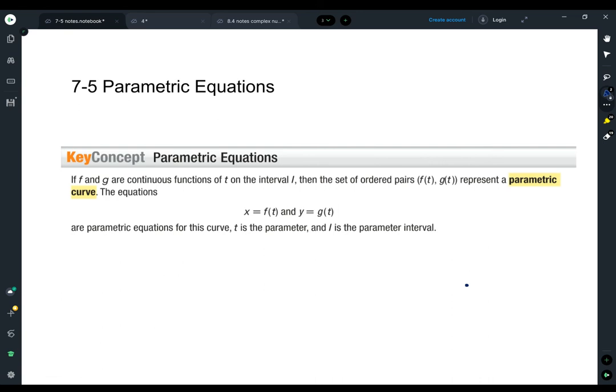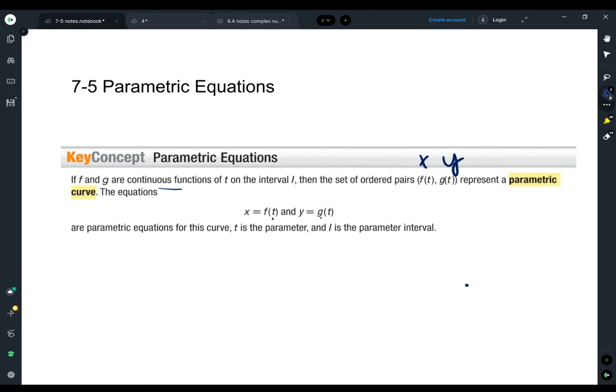Precalculus, 7.5 parametric equations. So parametric equations, we've got kind of a long definition here. So we talk about continuous functions again. And the big important thing here is you can see instead of an ordered pair x comma y, we have f of t comma g of t. So what that's showing is that x is a function of t and y is a function of t. So each of those x and y ordered pairs are defined in terms of t.